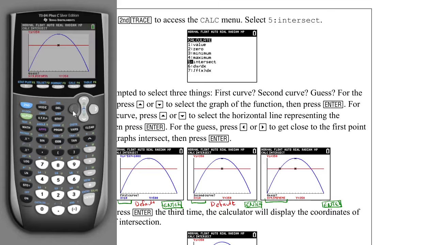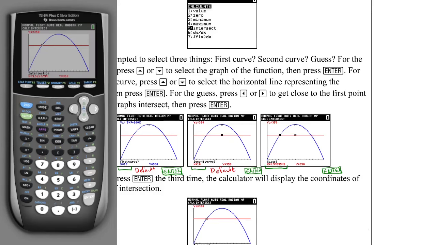So I'm going to use the left arrow key, just hold it down, and move the cursor over close to the left point of intersection. You don't have to be exact, it doesn't matter exactly where you are. You just want to be significantly closer to the left point of intersection than to the right point of intersection. So, once our cursor, you can see it blinking here, is closer to the left point of intersection than to the right one, we hit enter for a third time, and now it says intersection at the bottom of the screen.